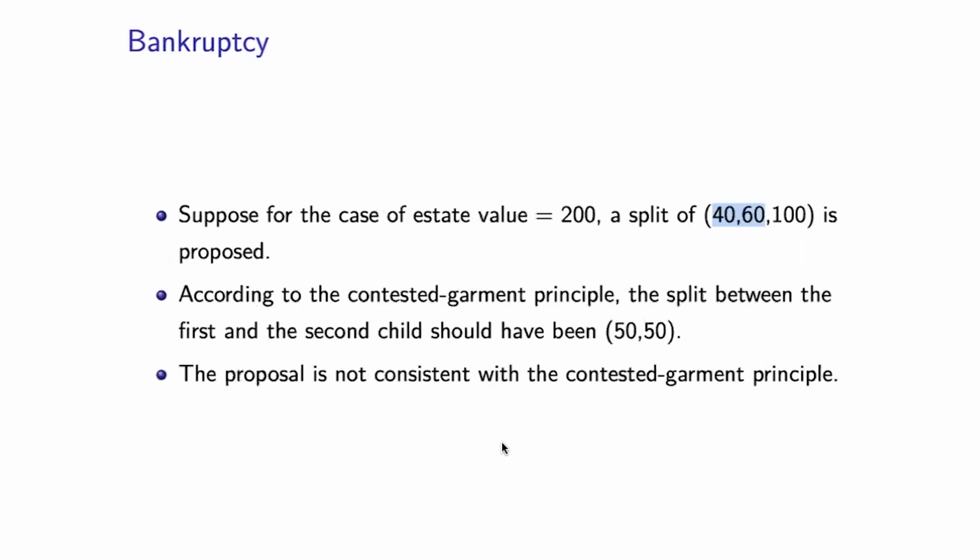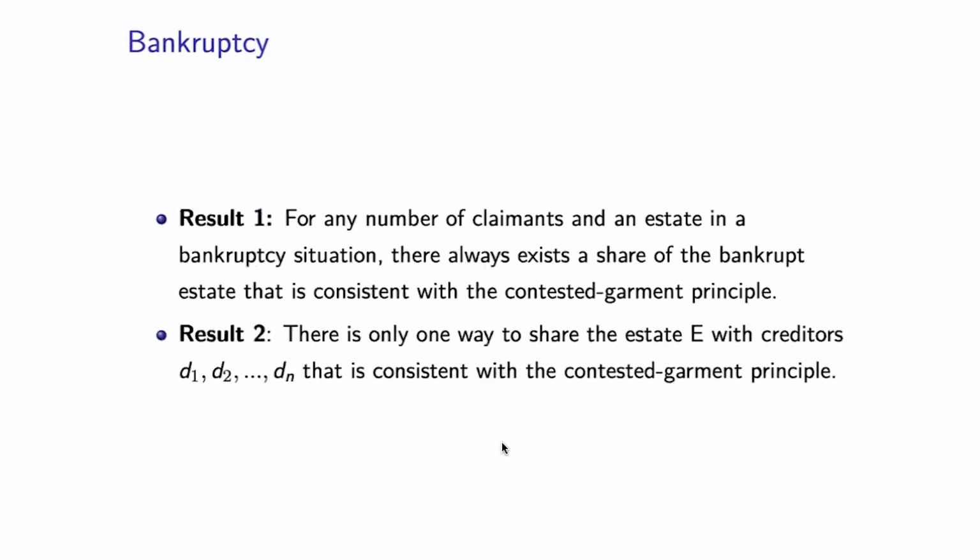Okay. All right. So let me just note down some results without any proof. So the first result says that, for any number of claimants and an estate in a bankruptcy situation, there always exists a share of the bankrupt estate that is consistent with the contested garment principle. So this is about the existence, right? This says that there will always exist a share for any number of claimants and any value of the estate that you have that is consistent.